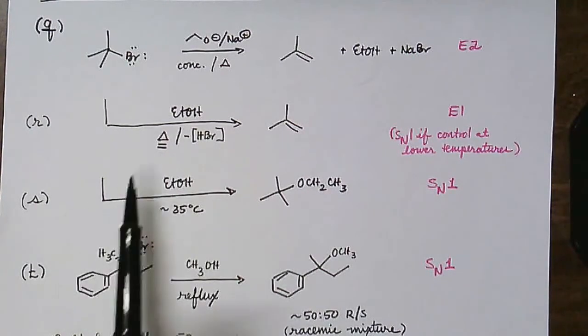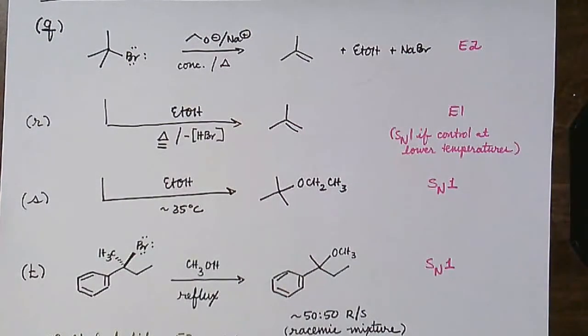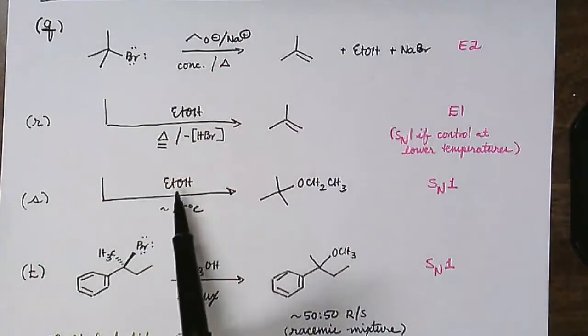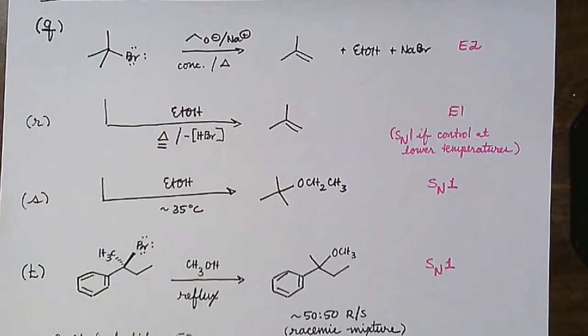If we controlled the reaction at lower temperature, we could then stack the deck, so to speak, to force an SN1 product to be favored. So if we ran the reaction again in ethanol, but only slightly elevated above room temperature, we could then expect the tertiary butyl ethyl ether to predominate.